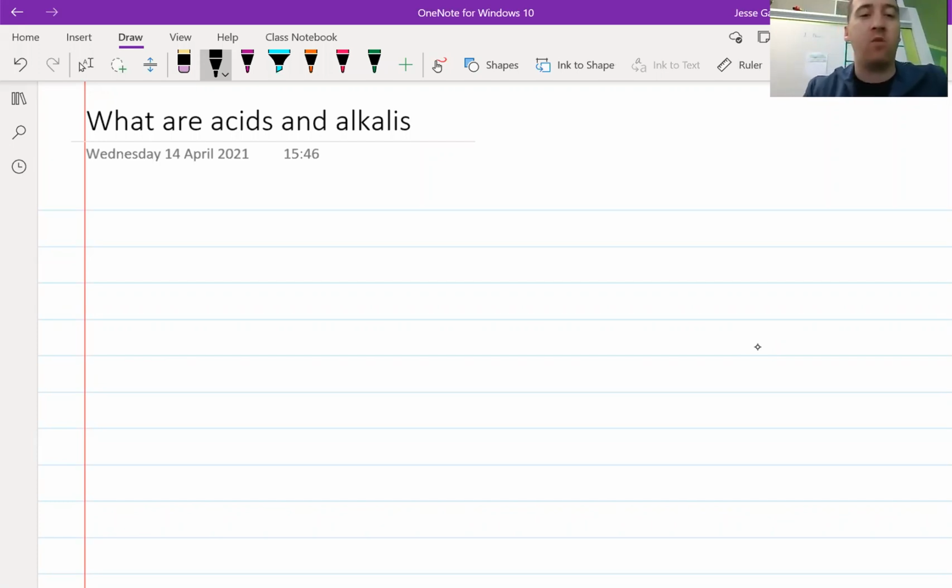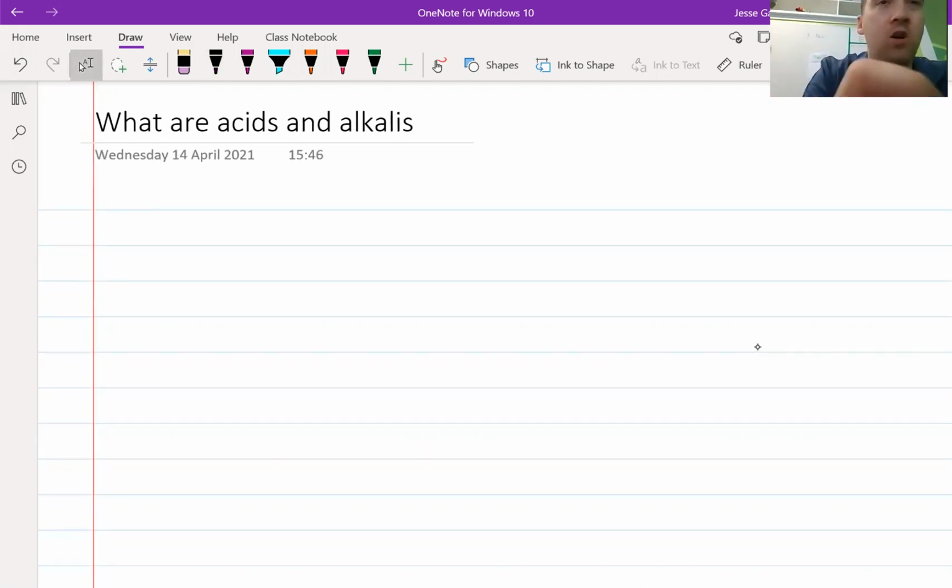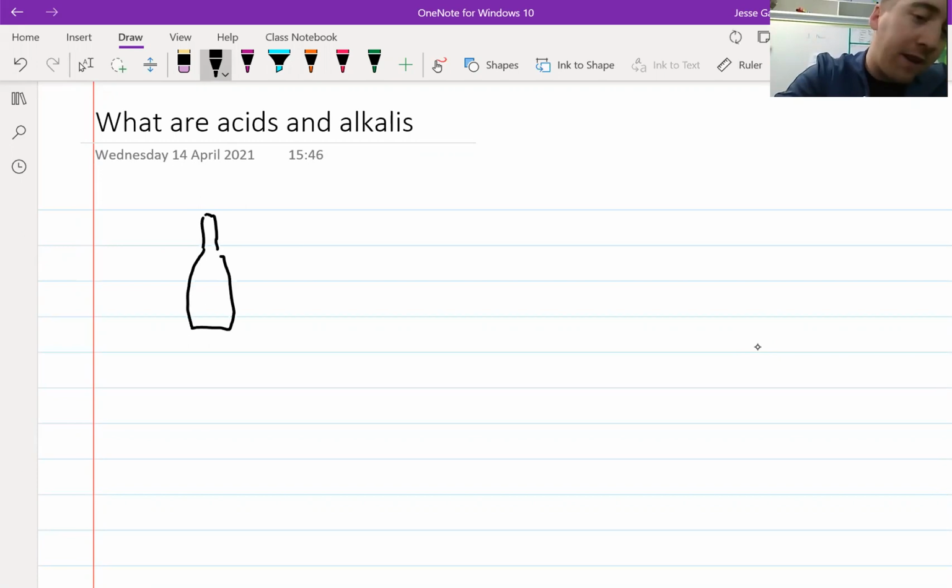Well, it helps to begin with some everyday things that might come under the labels of acids and alkalis. One thing that we might use fairly often is, here's a bottle, and in the bottle is this stuff called vinegar. Vinegar has a distinct smell. We put it on chips. Vinegar is an everyday example of a substance that is an acid or is acidic.